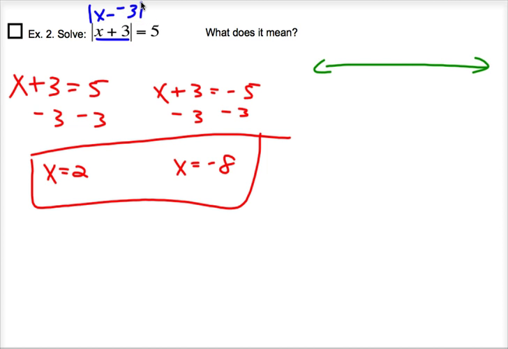So really, graphically, the midpoint is negative 3. And then the distance from the midpoint to the ends is 5. Puts me at 2, puts me at negative 8. And that's how you get those answers graphically.